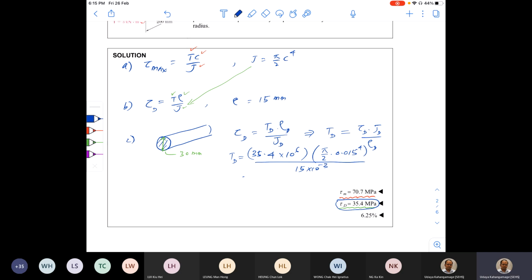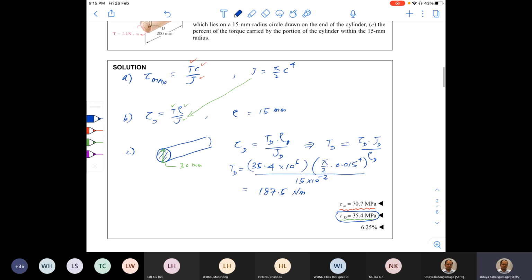Okay, so do the calculation, then you will get this answer. I did the calculation, I got 187.5 Newton meter. So this tells me that the internal torque resisted by the inner core is only 187.5 Newton meter, right? But the whole cross section should be able to resist 3 kilonewton meter, right? This is the internal torque. This is the external torque. The whole cross section should be able to support the same amount. But the inner core is contributing only 187.5.